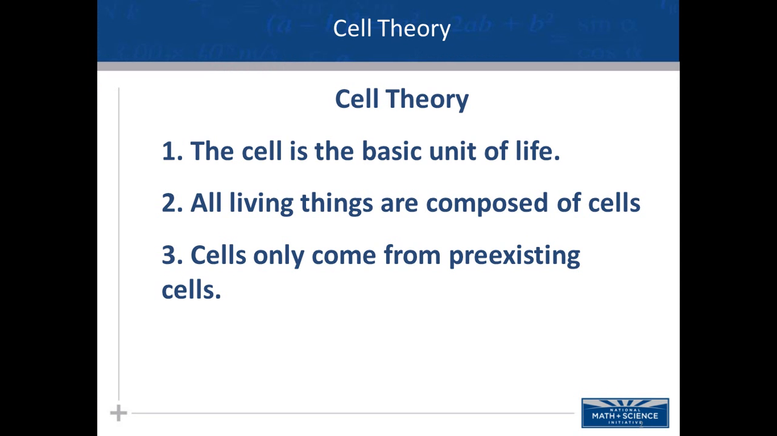The cell theory says that all living things are composed of cells, and that the cell is the basic unit of life. Theodor Schwann and Jacob Schleiden in 1839 proposed those two things. Later, in 1855, Rudolf Virchow said that cells only come from pre-existing cells. And to this day, we have never found anything that is living that's an exception to the cell theory.